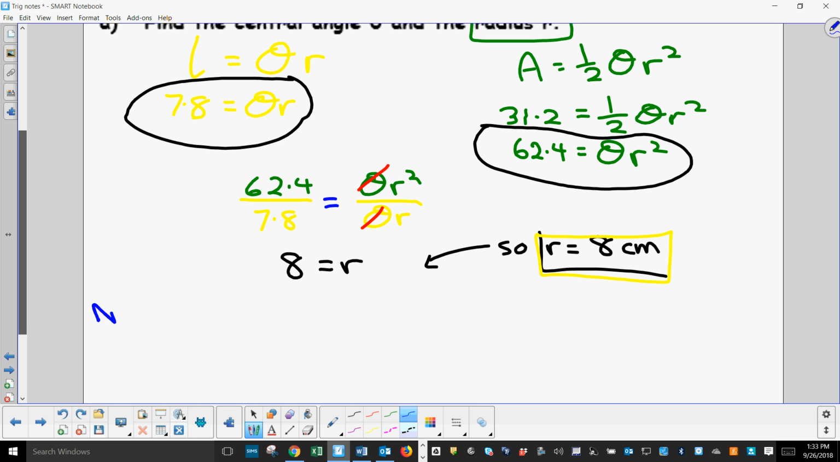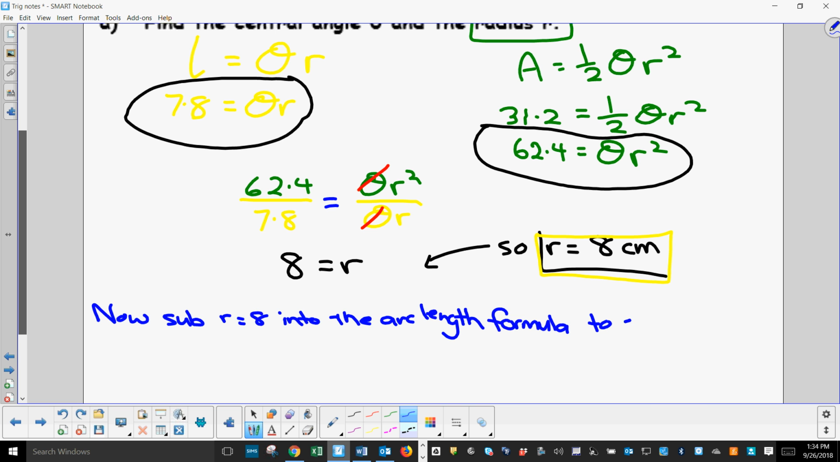Now substitute r equals 8 into the arc length formula, or it could be the area formula, to solve for theta. Okay, so just solve for theta.